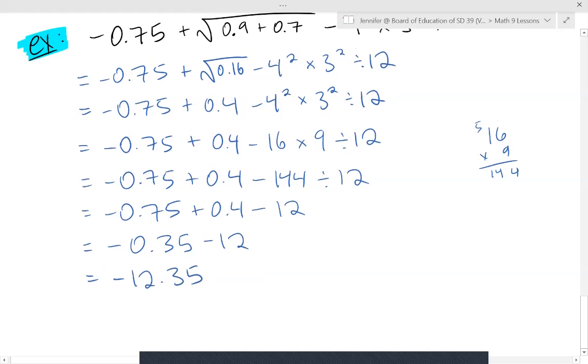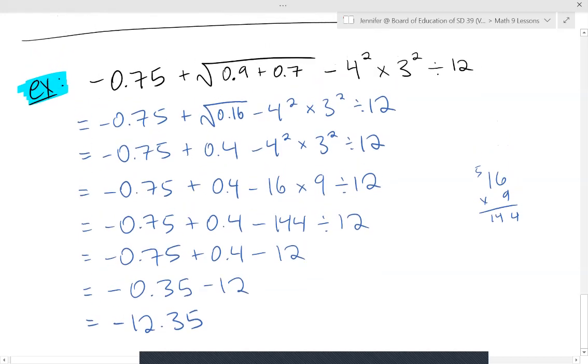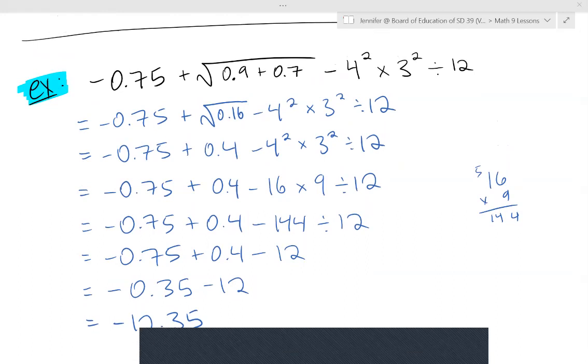So it's critical that you follow all of these operations in order. See, I almost forgot the exponents when I was doing it. You've got to make sure you do it in order because otherwise your answer is going to be different. So that's the end of our chapter 1 lessons.